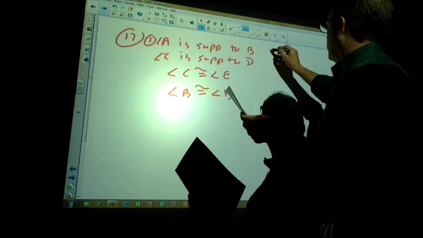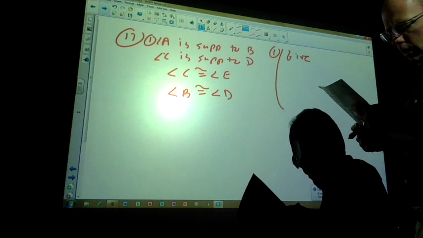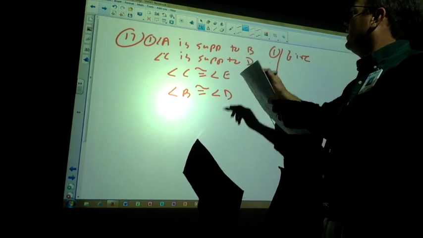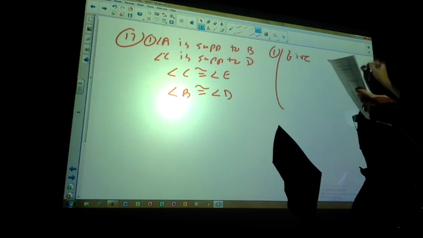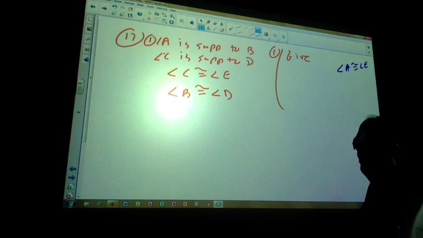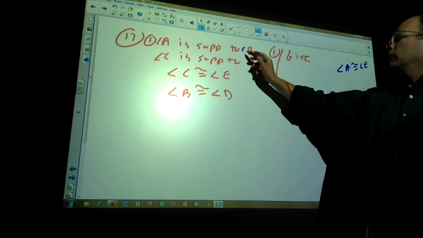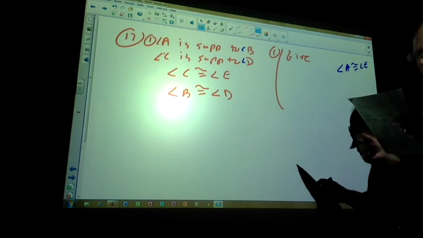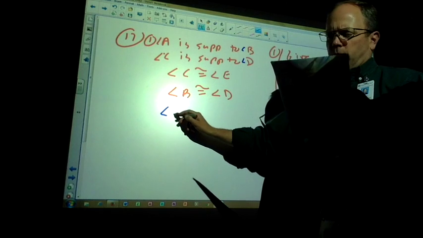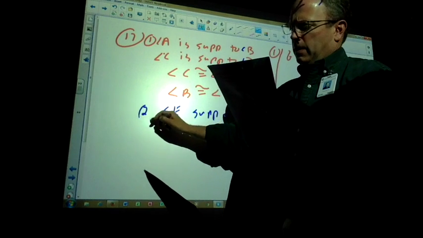Okay, so these are all the givens, right? Okay, so things to know. We are trying to prove that angle A is congruent to angle E. You could draw a picture if you wanted to, or we could start realizing that A is supplementary to B. C is supplementary to D. C is supplementary to E. So then I would go angle E is supplementary to angle D, and that's substitution.